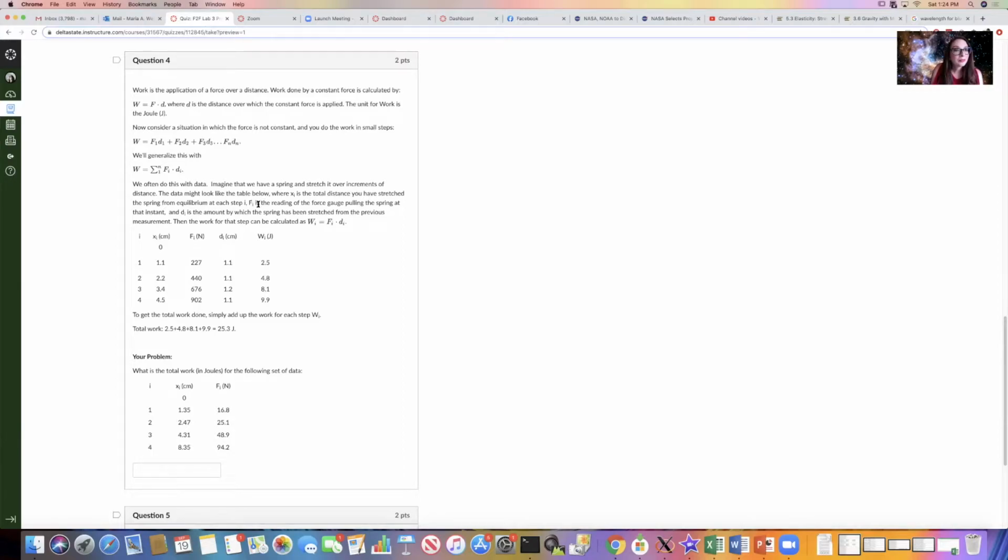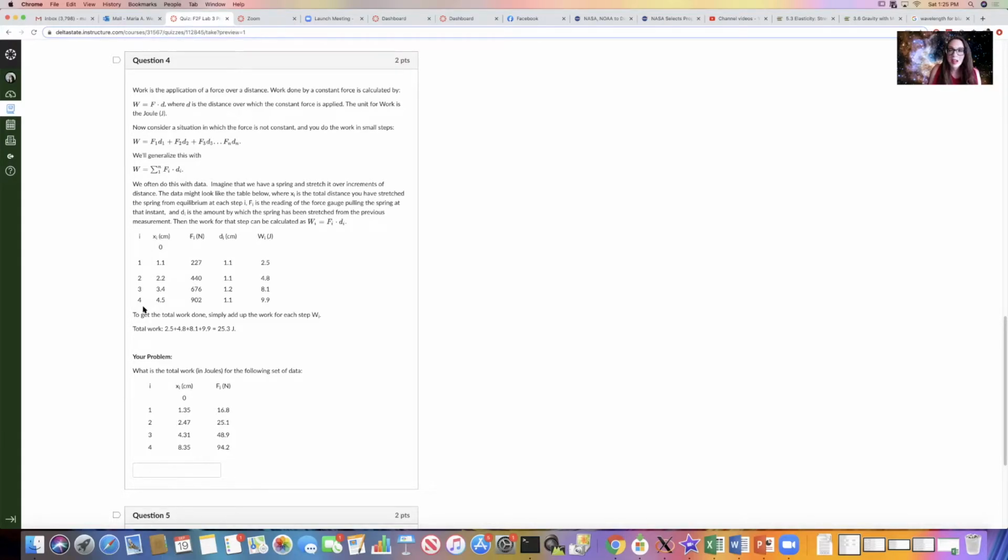And d sub i is the amount by which the spring has been stretched from our previous measurement. So then we can calculate the work for each step, and that work is the force that's been applied at each step times the incremental distance over which that force was applied. Okay, so you might be supplied with a set of data like this.